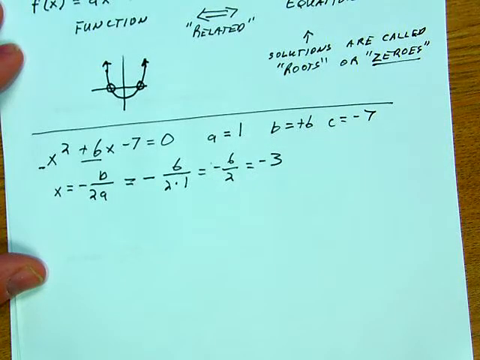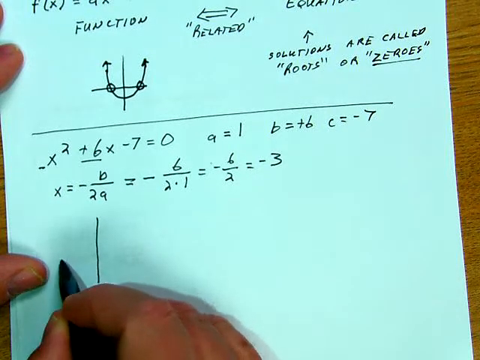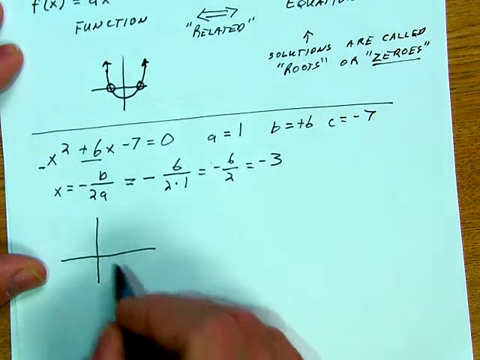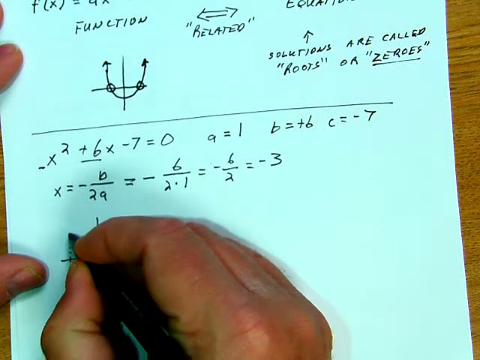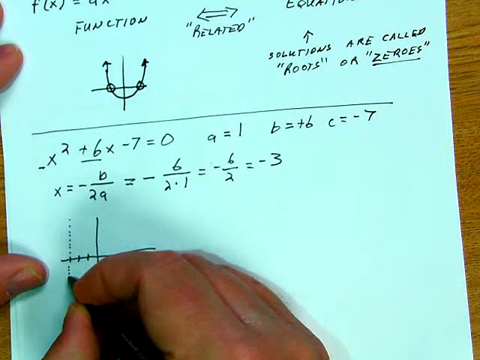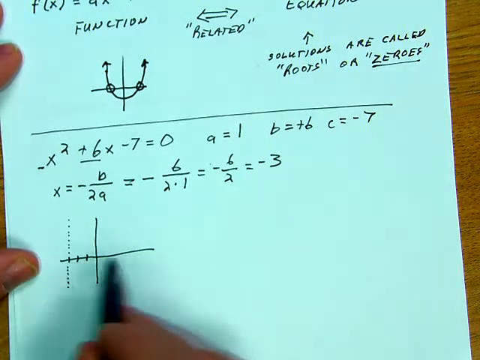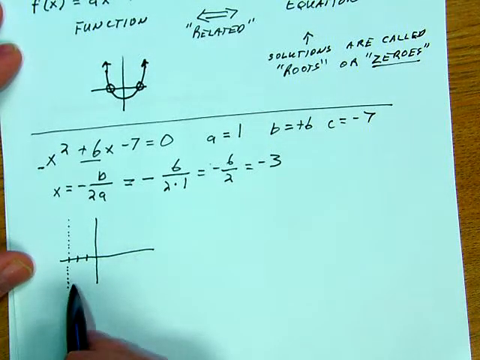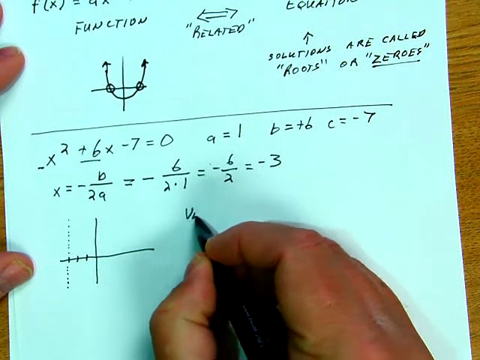So what does that tell me? That tells me that when I graph this parabola, at negative 3, 1, 2, 3, I might as well draw my dotted line. That's where the axis of symmetry is, and that's where the vertex is going to be. So now I've got the left and right figured out. Now I've got to figure out the up and down. Let's figure out the vertex.